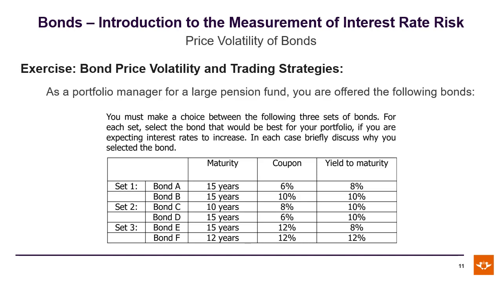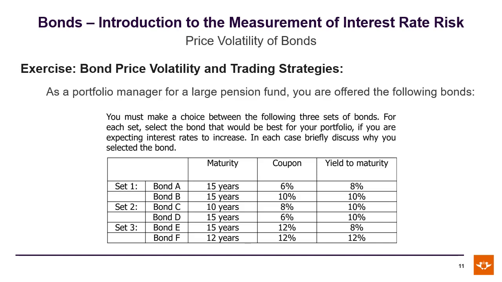This exercise is designed to show you what happens in reality and the complications that you will encounter. Because here as a portfolio manager, you're being asked to select a bond to include in your portfolio, and you've been given 3 sets of bonds to choose from, and you've been told that you're going to be facing an increasing interest rate environment, and they want you to choose a bond from each of the sets, and you need to explain why.